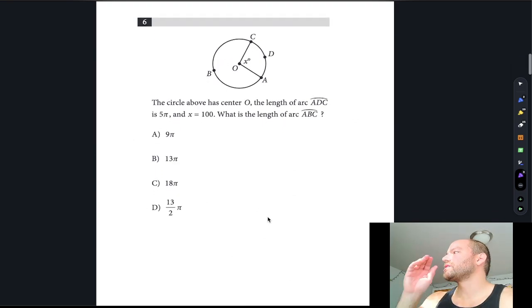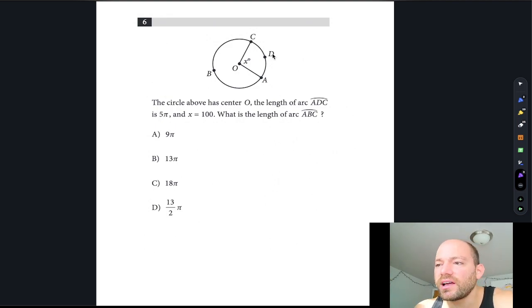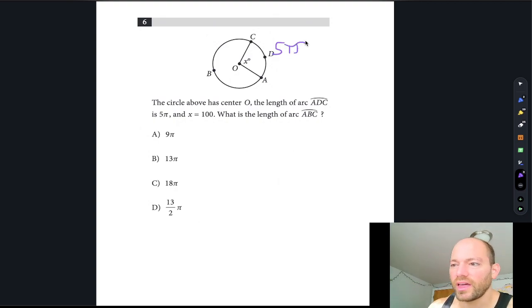Another just beyond classic SAT situation. Look at this. See what I mean? Once again, we got a sector of a circle over here. The circle above has center O. The length of arc ADC, so this length, is 5 pi. Let's just go ahead and label that. That's 5 pi. And x is 100, so that central angle is 100. What is the length of arc ABC?